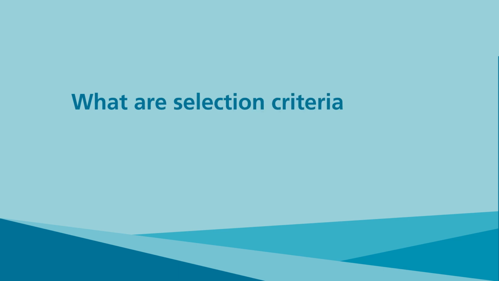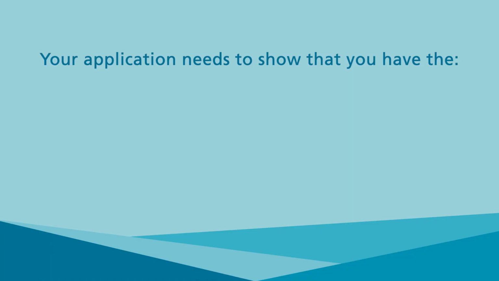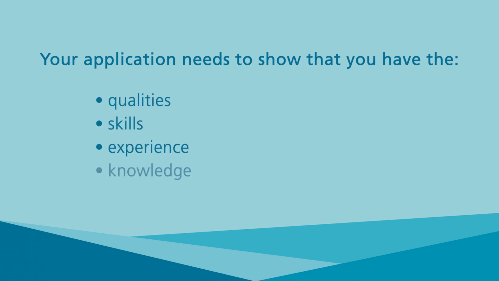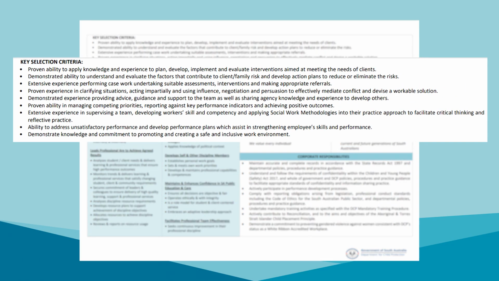What are selection criteria and where do I find them? Okay, so when you apply for a job, all the applications are reviewed by a specific group of people known as the selection panel. The group is made up of people who are familiar with the role or environment that you will be working in. Your application needs to convince the selection panel that you have the qualities, skills, experience and knowledge to do the job. The capabilities you need are listed very clearly in the role description that you access through the job advert.